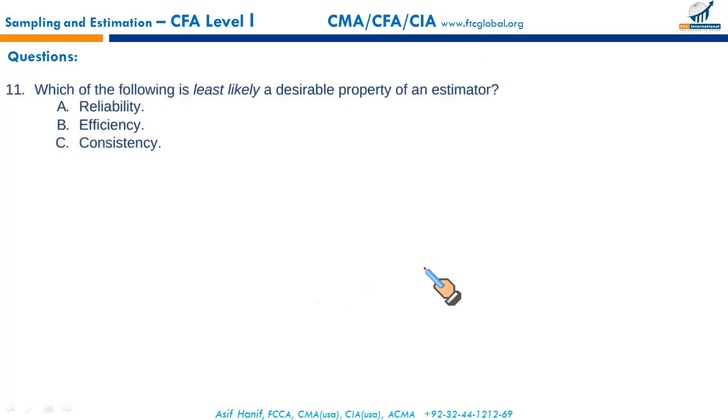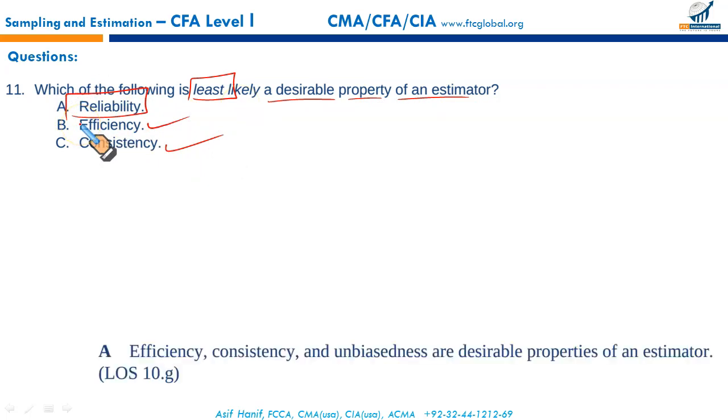Next, which of the following is least likely a desirable property of an estimator? Efficiency was there, consistency was there, but reliability was not one of the desirable properties. This is wrong, and hence this is the right answer.